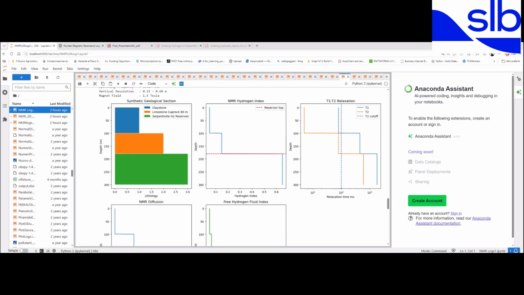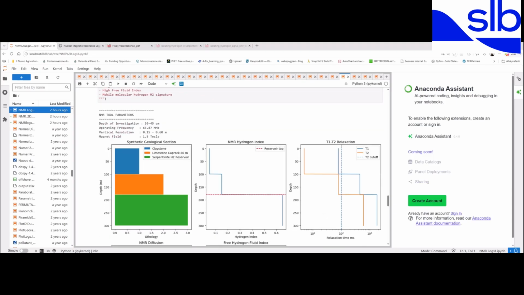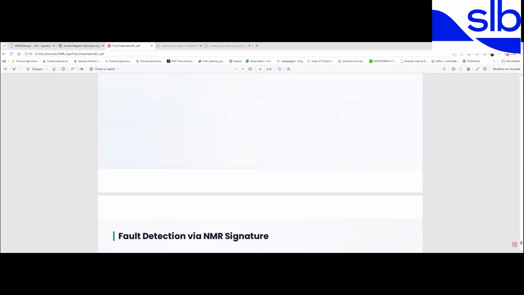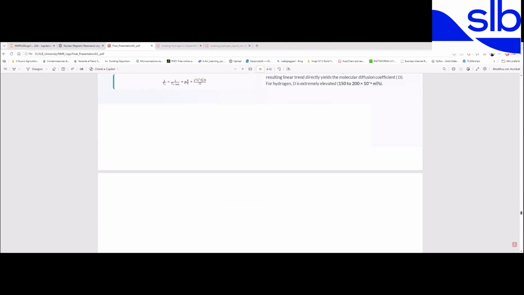Go through the acquired data. Okay, we are going through the acquired data. In this case, we have the NMR tools: depth of investigation, this interval of investigation, vertical resolution, and magnetic field applied, 1 point something Tesla. You have a synthetic geological system. You have the NMR log index plotted by the top of the reservoir. You have T1 and T2, and also the T2 cutoff, which is much more important. As we just said, T2 cutoff is essential.